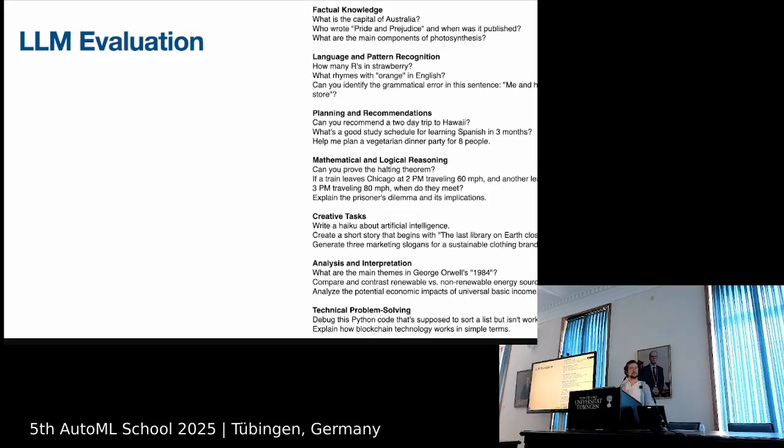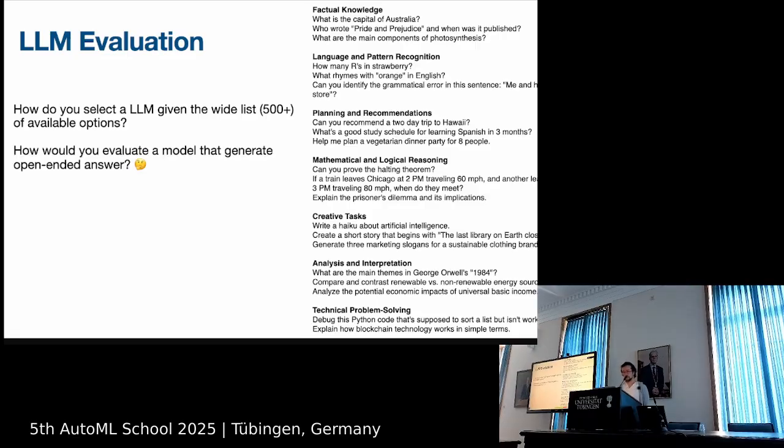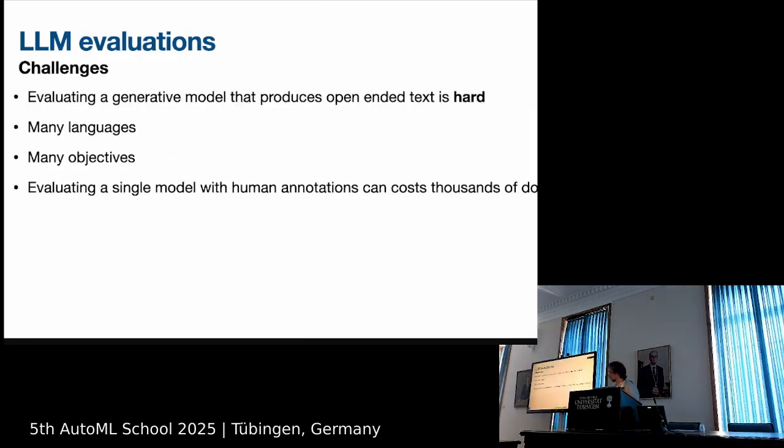LLMs take free text as input and output free text. So how do you select an LLM given a list of 500-plus models? It's quite difficult, because how do you evaluate a model that can output any sort of text? For instance, can you recommend a 2-day trip to Hawaii? If you have two options, how do you say which one is the best? Or, compare and contrast renewable versus non-renewable energy sources. This is clearly a challenge.